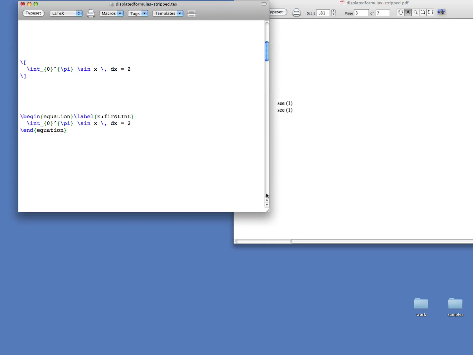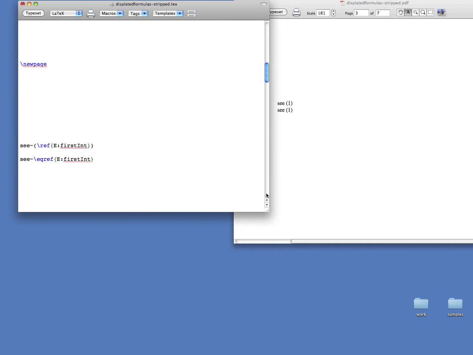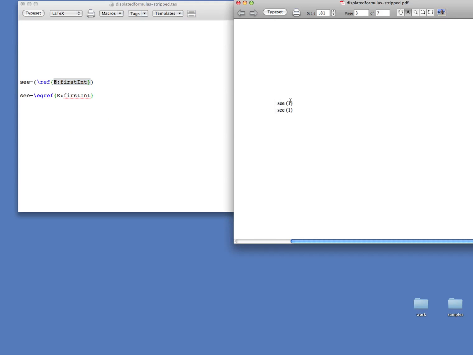Now, the importance of the label is that if I write ref and the argument of the label I had before, which was equal on first int, this will always produce when typeset the number 1 or whatever number was the numbering of the equation. So I have to type open parenthesis ref, the argument of the label, close parenthesis.